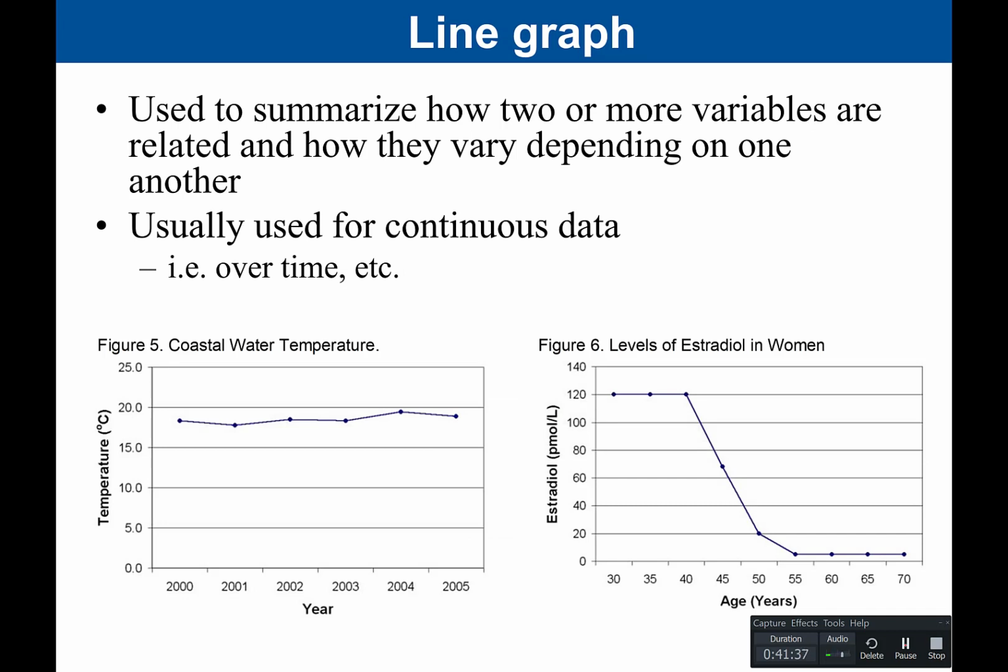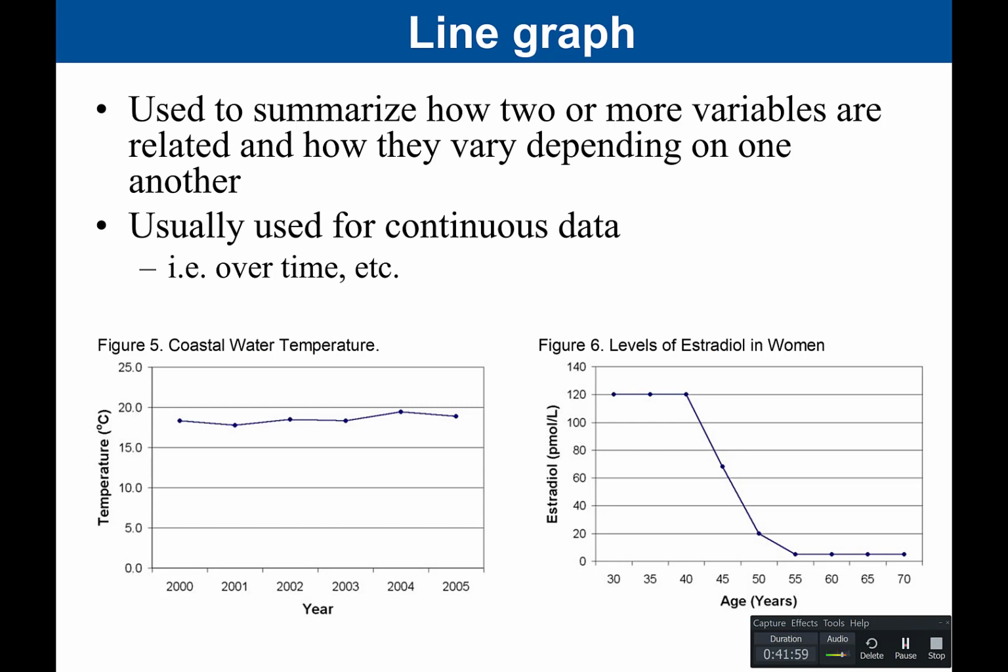So now let's look at a line graph. A line graph is used to summarize how two or more variables are related and how they vary depending on one another. Usually line graphs are used for continuous data, for example, if you're measuring something over time. So I gave you two examples here.